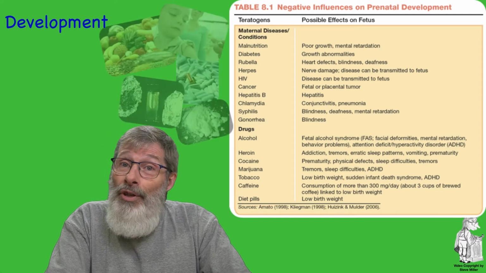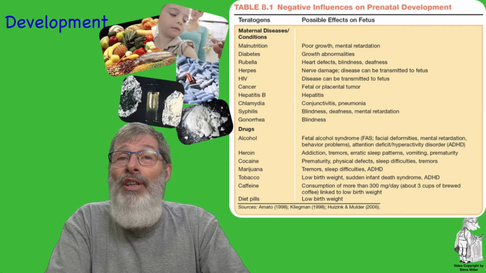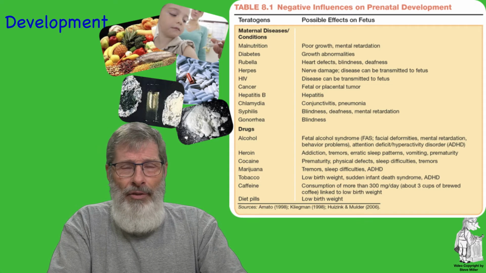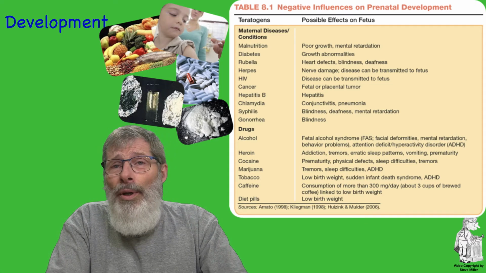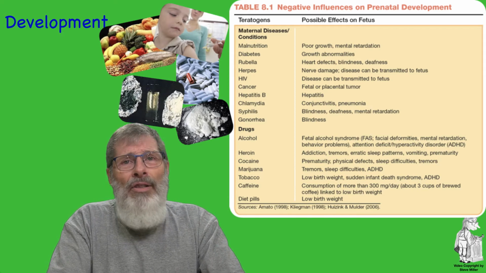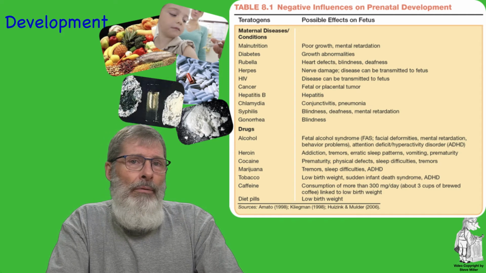Prenatal malnutrition can also negatively affect development and have particularly harmful effects on brain development during the final trimester, the last 3 months. The use of heroin, cocaine, and crack have been linked to miscarriages, prematurity, low birth weight, physical defects, and fetal death.